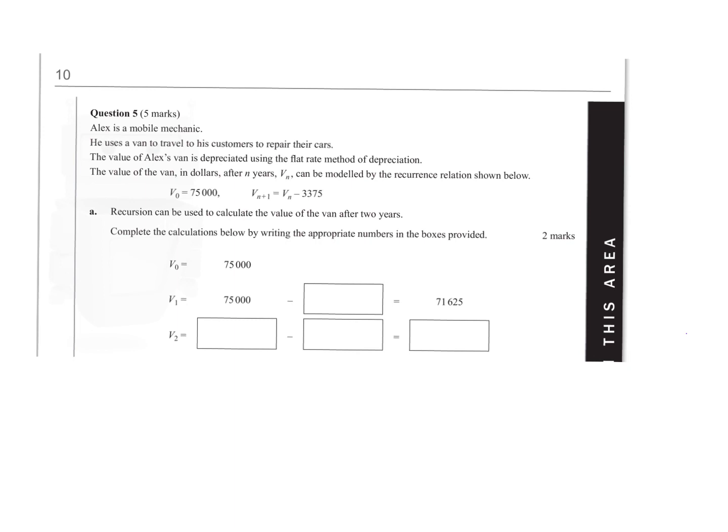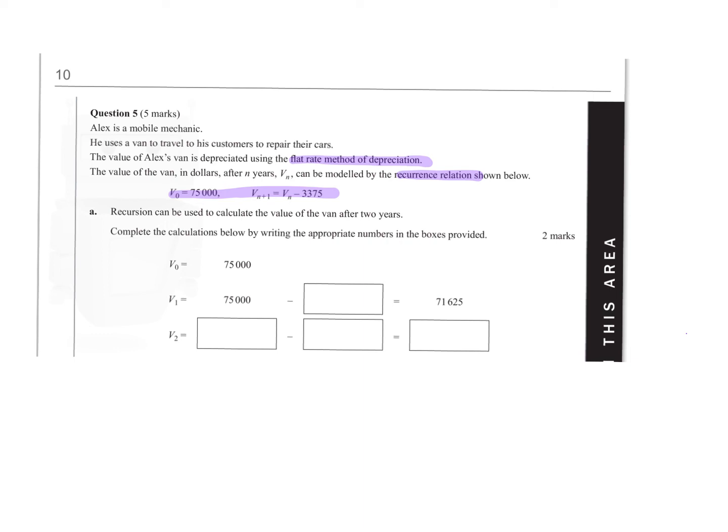Okay, Alex is a mobile mechanic. He uses a van to travel to his customers to repair their cars. The value of Alex's van is depreciated using a flat rate method. So they've told you flat rate. And the value of the van in dollars after n years can be modelled by the recurrence relation, and they've shown us that there. And okay, recursion can be used to calculate the value of the van after 2 years. Complete the calculations below by writing in the appropriate numbers. So this is pretty easy.